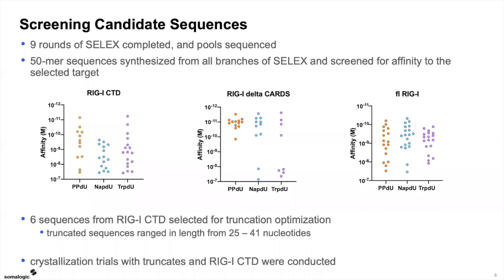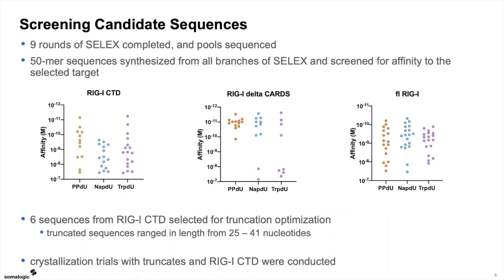Following the completion of 9 rounds of SELEX, the pools were sequenced and we ordered 140 sequences to be synthesized as 50-mer synthetics to be screened to determine their binding affinity to their targets. They were screened in a gel shift assay. As you can see, we had many high affinity binding sequences across all of the modifications and all of the targets. But we decided to first focus on the RIG-I CTD, as this made the most sense as a target for finding an antagonist. And we also knew it was a good target for crystallography studies.